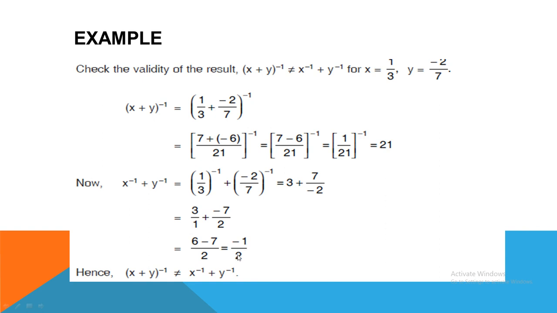Okay. So (x plus y) inverse comes out 21. X inverse plus y inverse comes out minus 1 by 2. Both the results are totally different. They are not the same. Okay. So, hence (x plus y) reciprocal is not the same as x reciprocal plus y reciprocal. Okay. So such type of sums you will get in your worksheet 4, which is based on reciprocal.